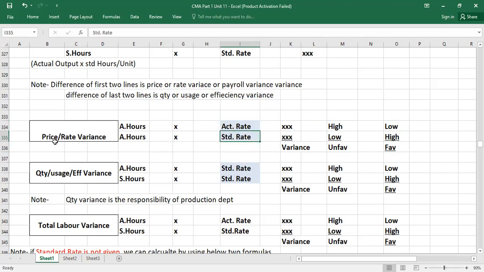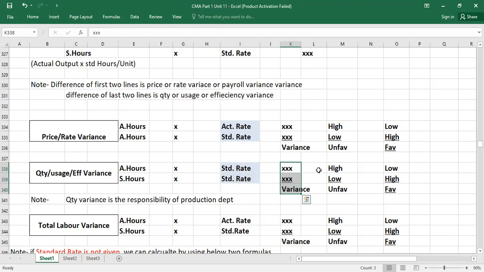In the same way, if you want to calculate the quantity usage or efficiency variance, we will take the difference of the second line and the third line. The second line was actual hours times standard rate, and the third line was standard hours times standard rate. So if you get the difference of these two lines, of course it would result in a variance.